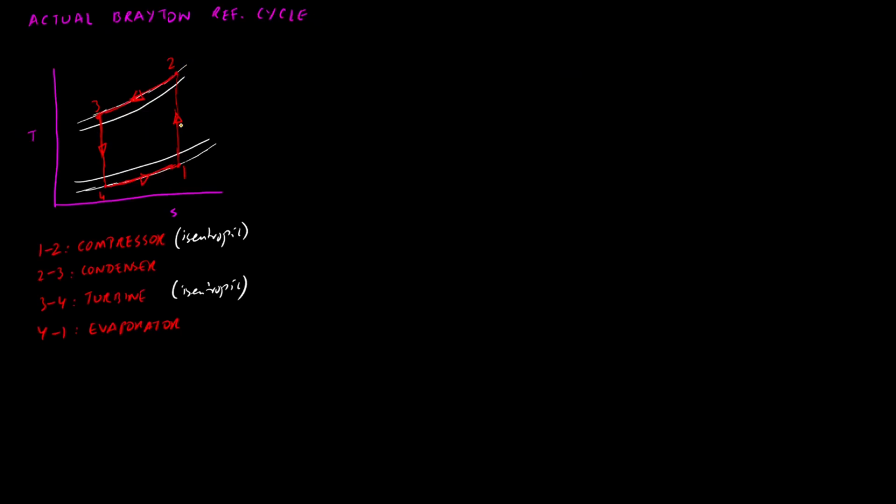So if we take a look at the same cycle now, I've just shifted over everything here. This is the same T-S diagram. I've got the same processes. Process 1 to 2 is in the compressor. It's an isentropic process. Process 2 to 3 is in the condenser. 3 to 4 is in the turbine. Again, isentropic. 4 to 1 is in the evaporator. So, like I was saying, we've got irreversibilities that are going to be taking place.